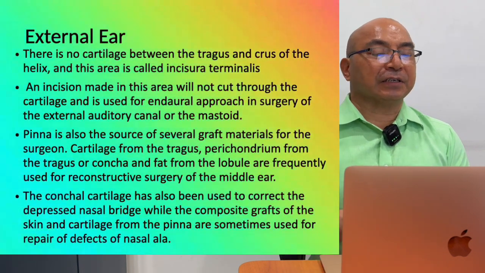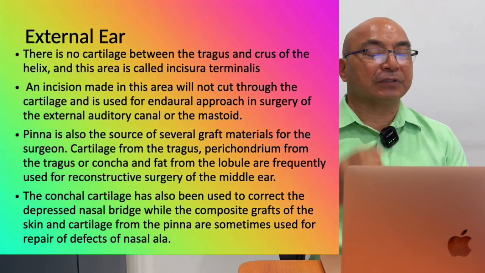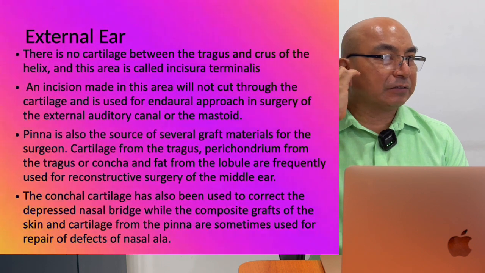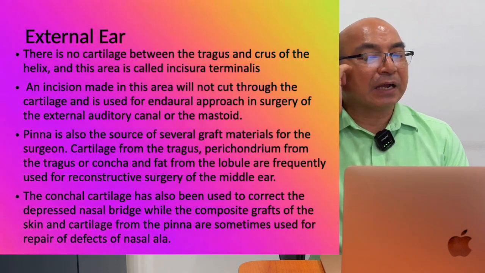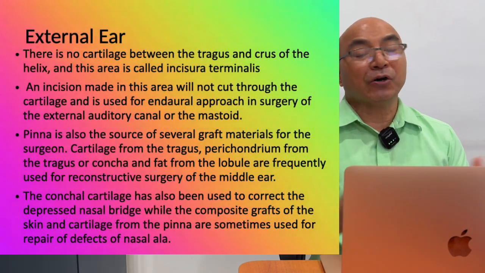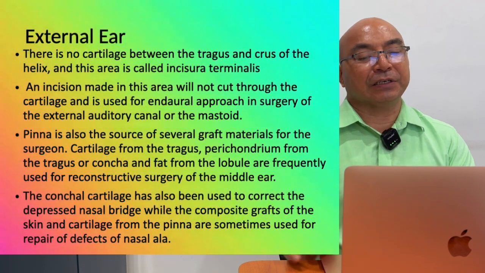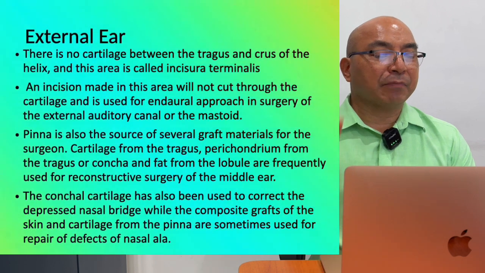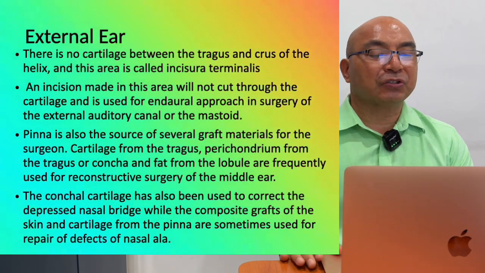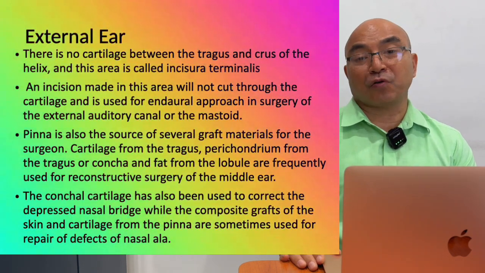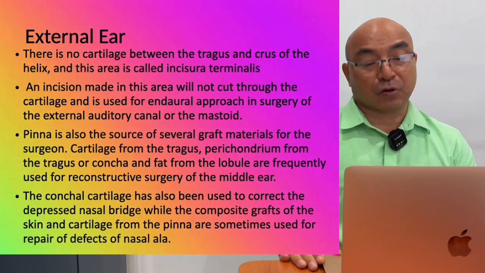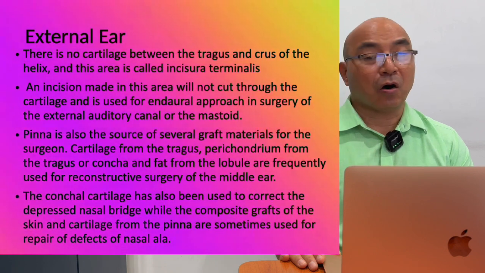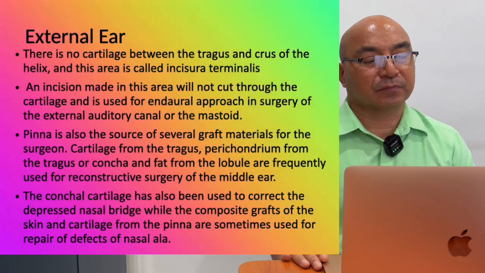In the external ear, there is no cartilage between the tragus and the crus of the helix. So this is the tragus and this is the crus of the helix, and there is no cartilage, and this area is called the incisura terminalis. An incision made in this area will not cut through cartilage and is used for an endaural approach in surgery of the external auditory canal or the mastoid.